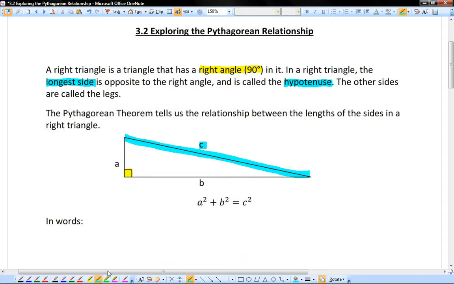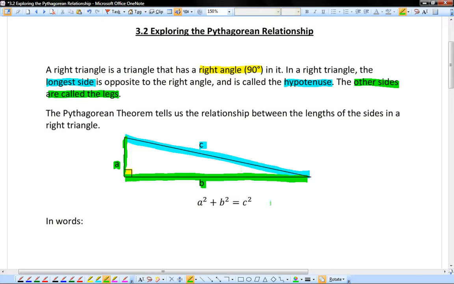The other two sides are called the legs of the triangle, and so we're talking about A is one of the legs, that's the length of that side, and this is the other side length as well, which is referred to as a leg, that's B.